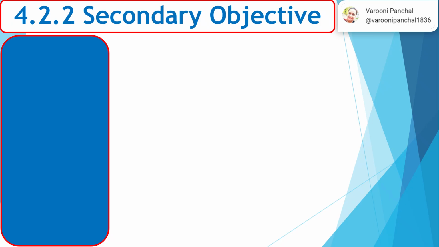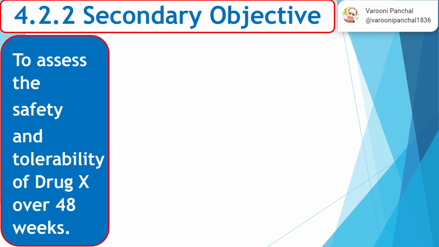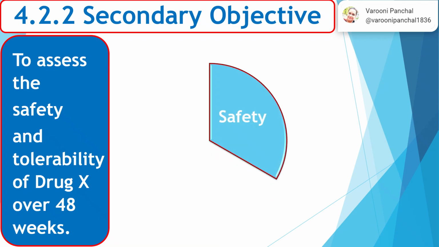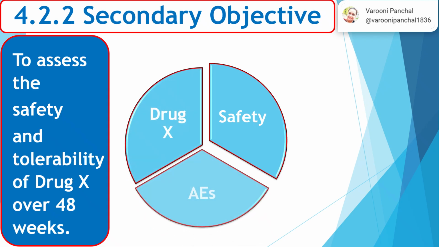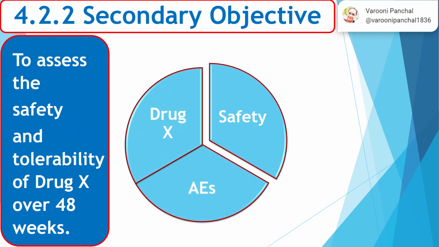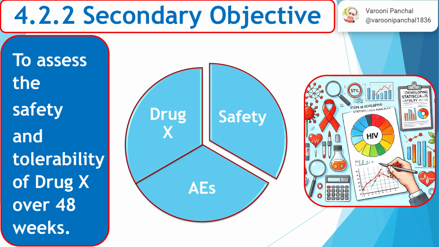(4.2.2) Secondary objective: to assess the safety and tolerability of drug X over 48 weeks. Explanation: this objective focuses on understanding the safety profile of drug X, including the incidence and severity of adverse events (AEs), such as drug-related side effects, e.g., nausea, headaches, elevated liver enzymes. Safety data is critical for regulatory approval.